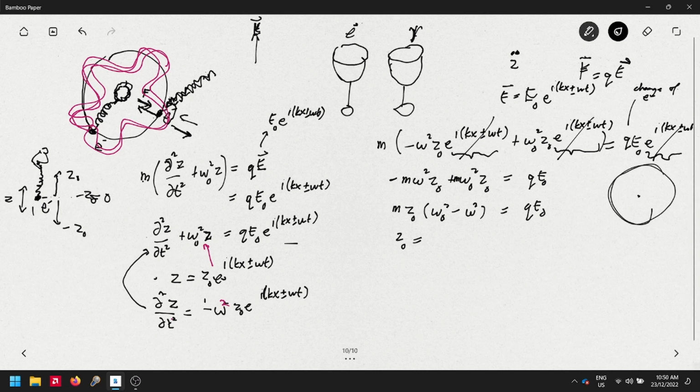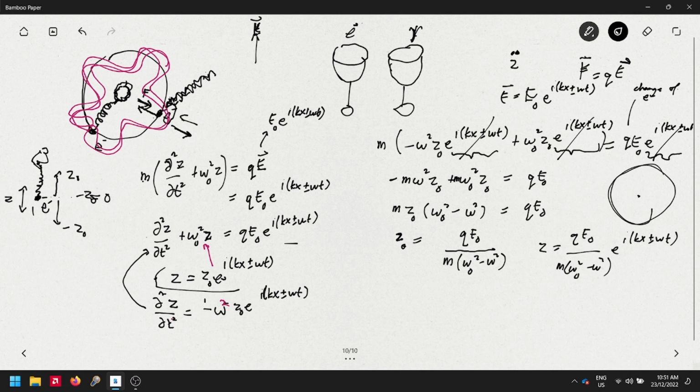So back to my equation here, I'm left with my z naught, which is equal to Q E naught divided by m times omega naught squared minus omega squared. Okay? So I have my z naught here, and then I have my solution in this form. So the oscillatory motion of my electron will be z naught, and I replace my z naught with my amplitude here, Q E naught over m times omega naught squared minus omega squared. And then I multiply with the function here. I'm just substituting this back into the equation here, e^(i(kx ± ωt)).